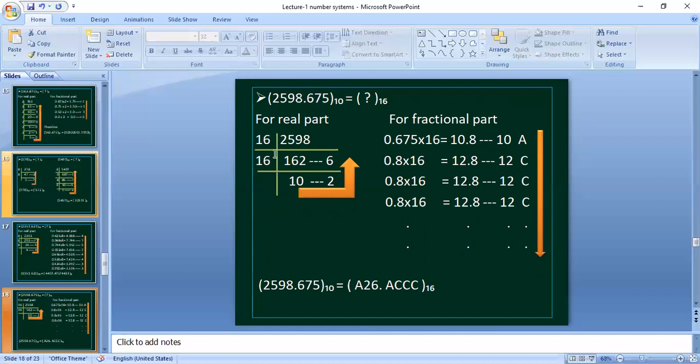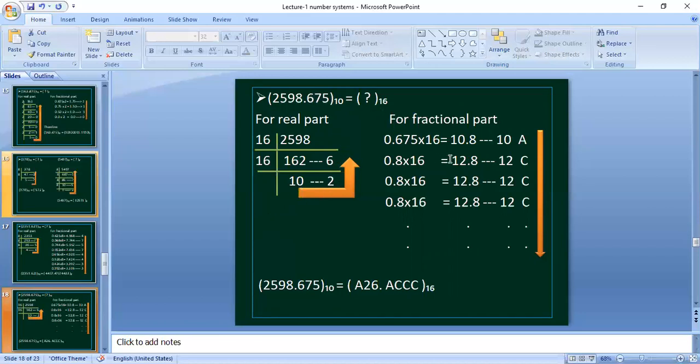For the integer part, we need to follow the successive division. So 16 into 162. What is the remainder here? 6. Similarly, 16 tens are 160. What is the remainder? 2. Here the result 10 is less than 16, so we can stop the division here. What is the equivalent hexadecimal representation for the decimal 10? That is A. So instead of 10, we write A. We consider the result from bottom to top, that is A26.